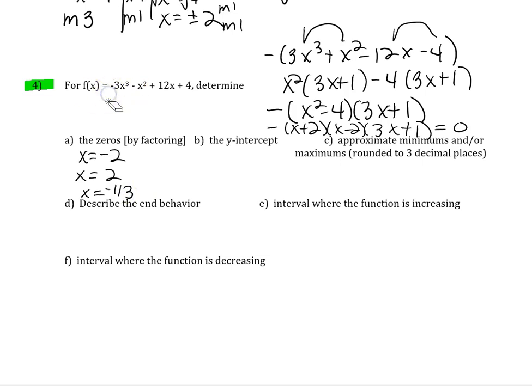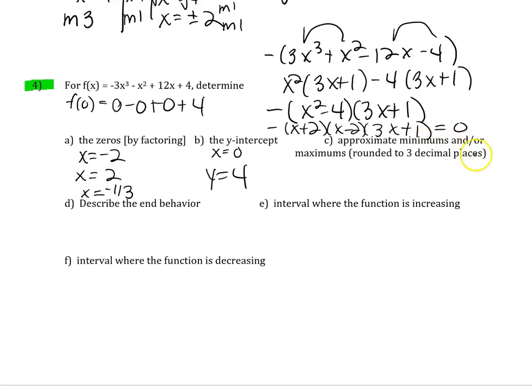Now, if I want to find the y-intercept, you're going to plug 0 in for x. So if I come back to this function and put 0 in, this would be negative 3 times 0, which is 0, minus another 0, plus another 0, because anything times 0 is 0, plus 4. So it's pretty easy to see that my y-intercept would be 4.